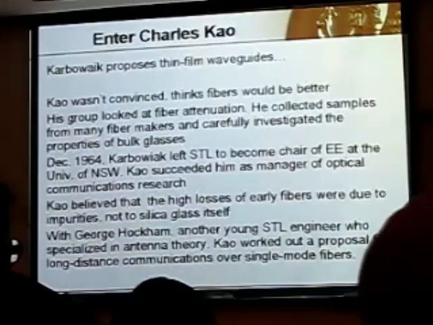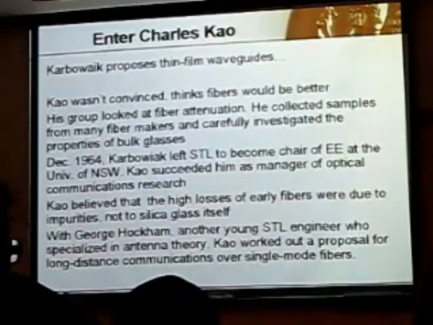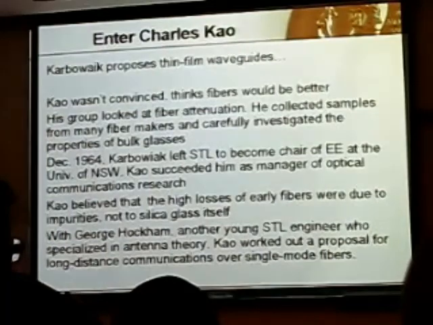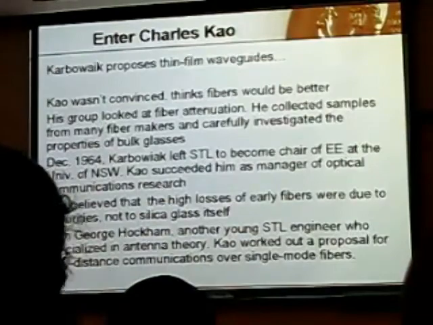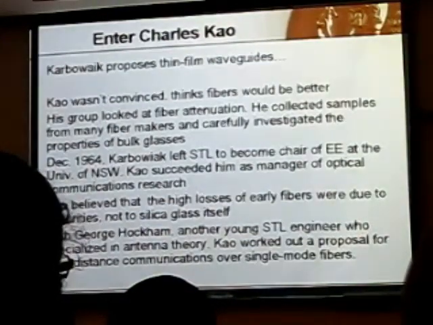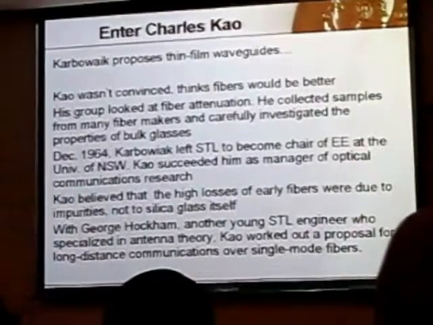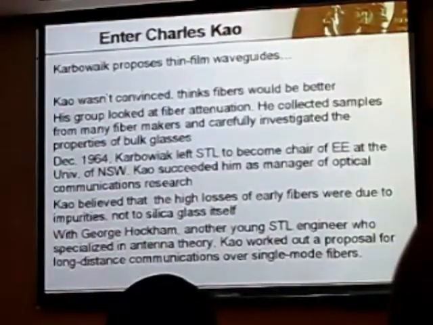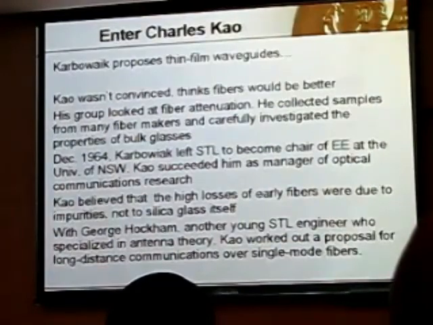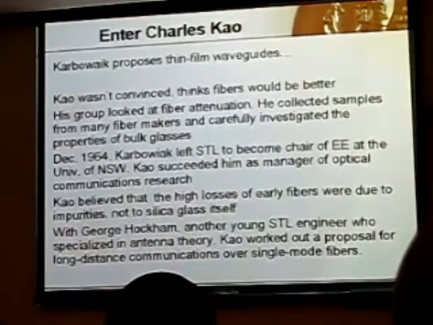So this guy Karbowiak, with whom he was working, had the idea of making thin film waveguides. He said we can deposit very thin layers and use this waveguide to carry light. Kao wasn't convinced. He still thinks that fibers are the way to go. So basically what he's doing, he collected glass from various sources, and he made many fibers, many different kinds of glass, and he was trying to see what is the problem with glass, why can't we get the loss down? Luckily for him, Karbowiak got a chair professorship in Australia, so he left in December 1964, and Kao became the manager of this group. He shut down the thin film work and said, let's concentrate on fiber optics.